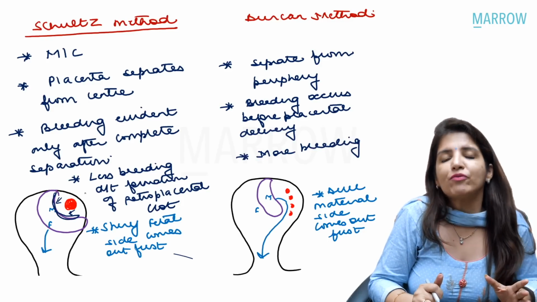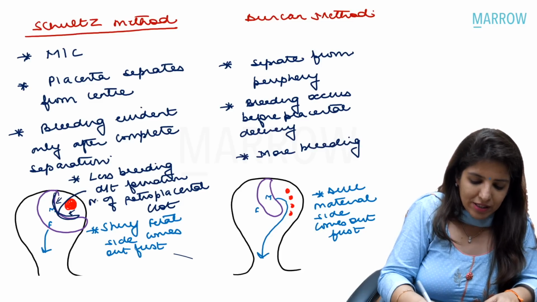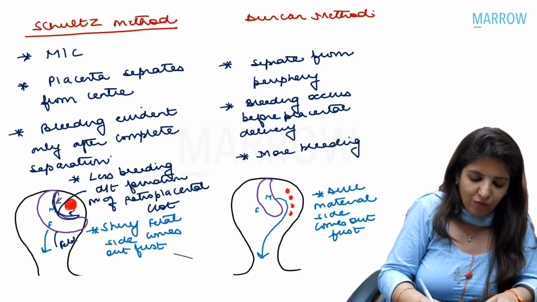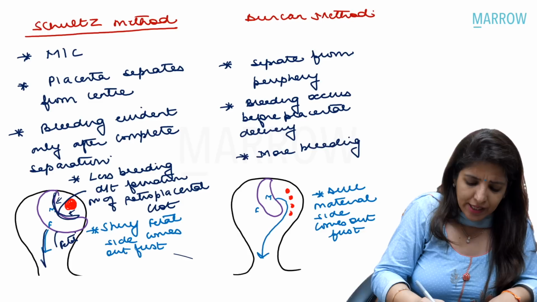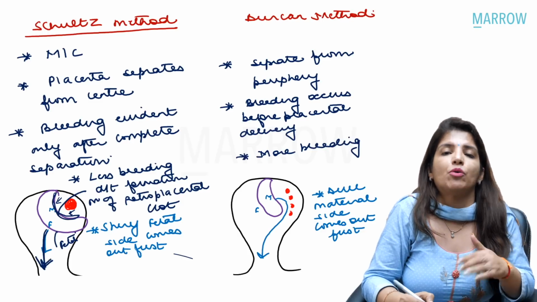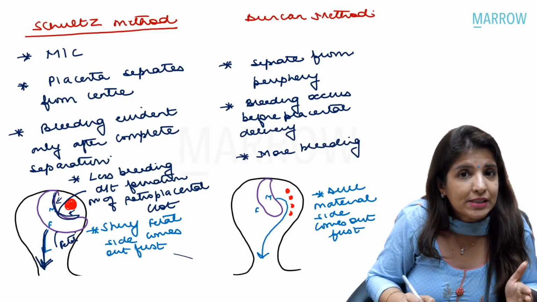The last thing which you have to remember about Schultz method is that, see, this over here is the maternal side of the placenta and this is the fetal side of the placenta. So in case of Schultz method, it is the fetal side of the placenta which comes out first. Now let us look at the Duncan's method of placental separation.